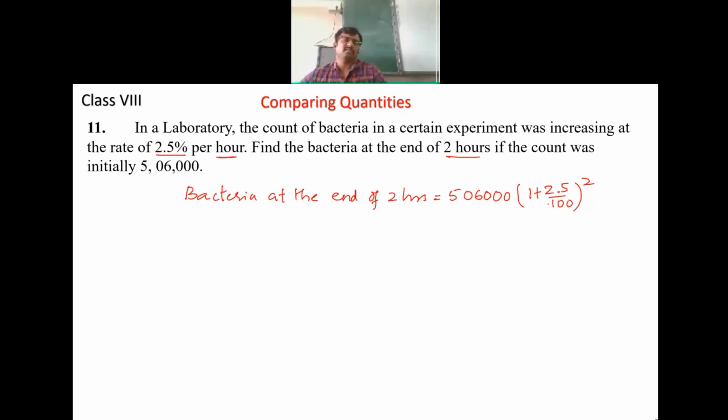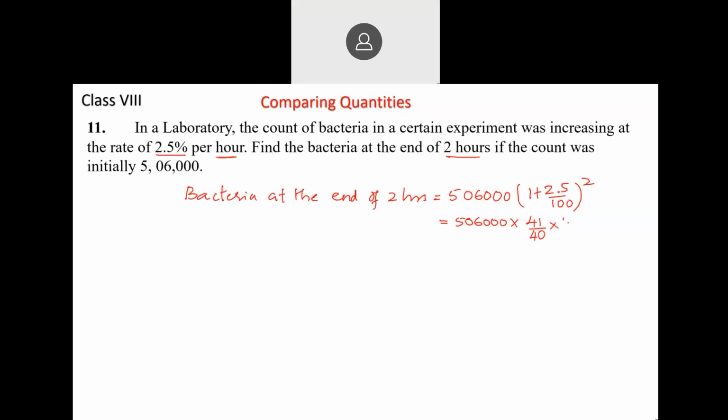So it becomes 25 by 1000, 1 by 25, 1 by 1000. So finally, 25 by this I will multiply with 41 by 40 into 41 by 40. Is that correct? Yes, sir. Correct, sir.